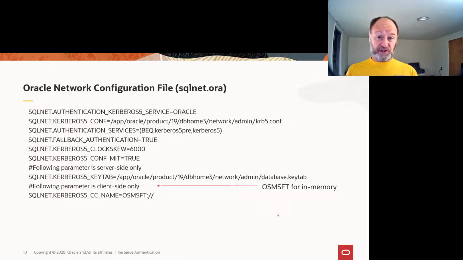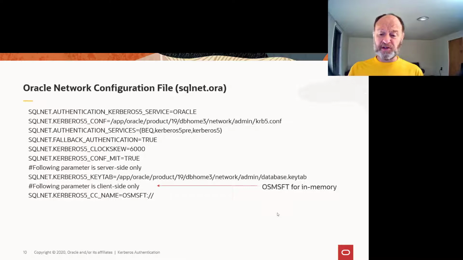You're probably used to seeing BEQ on your servers. You wouldn't put BEQ on your client, but BEQ on your servers. And then KERBEROS5PRE and KERBEROS5. Are we going to allow fallback authentication? If we try to connect to the database, say slash as sysdba, and Kerberos doesn't work because slash is how we log in with Kerberos, do we want to fall back to BEQ?